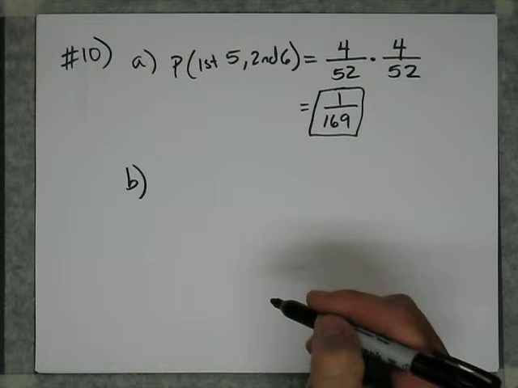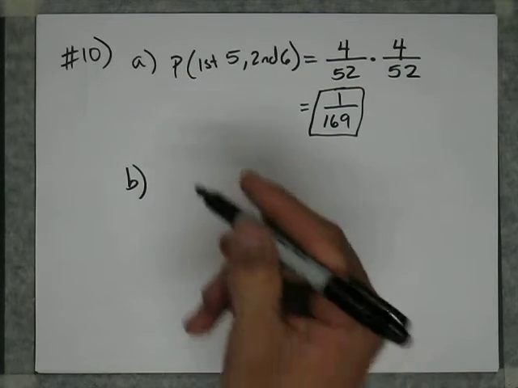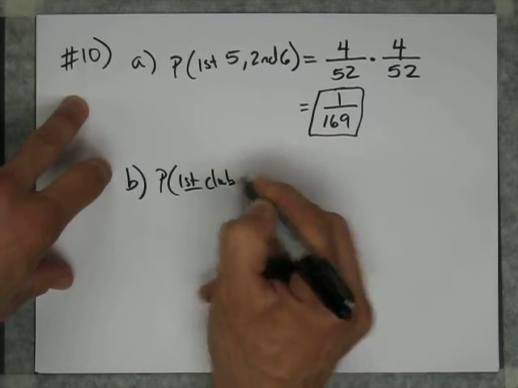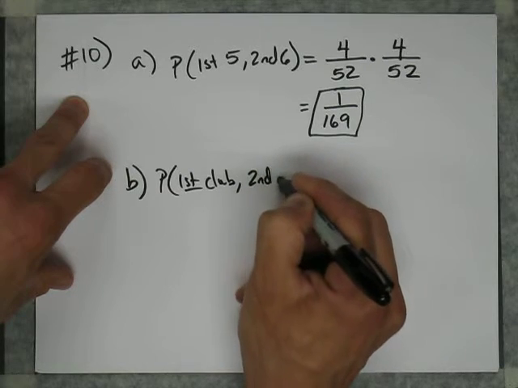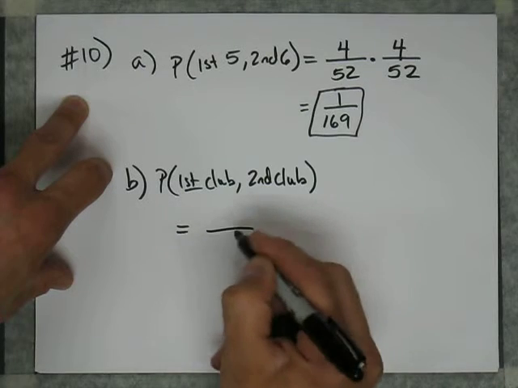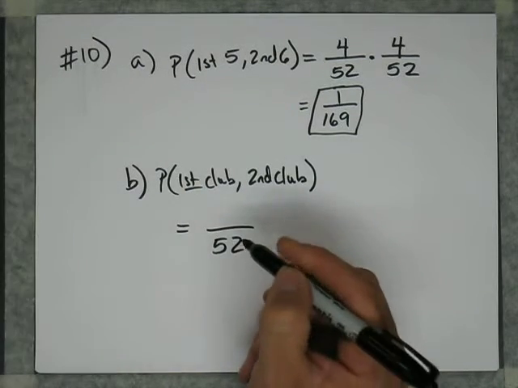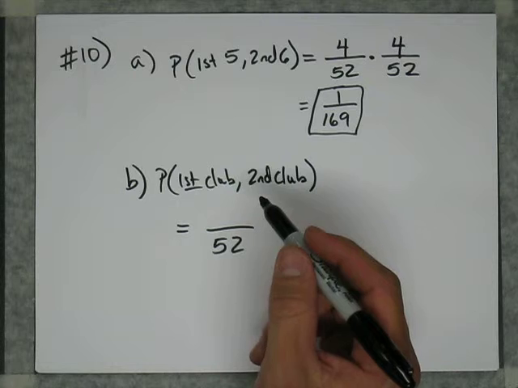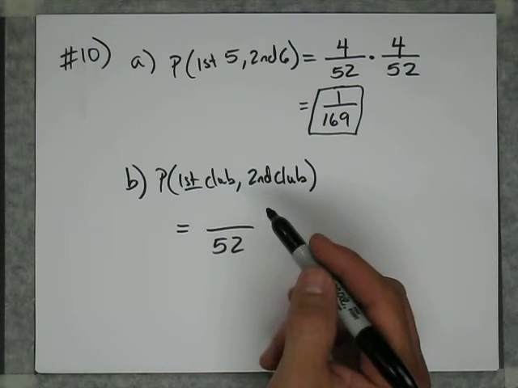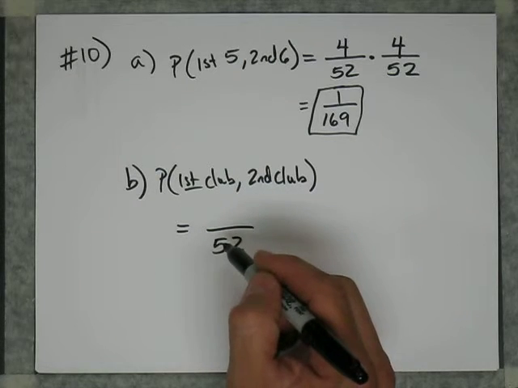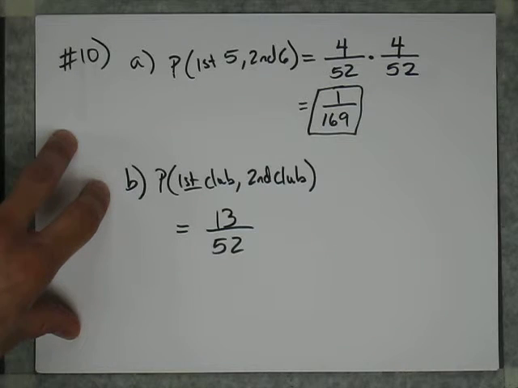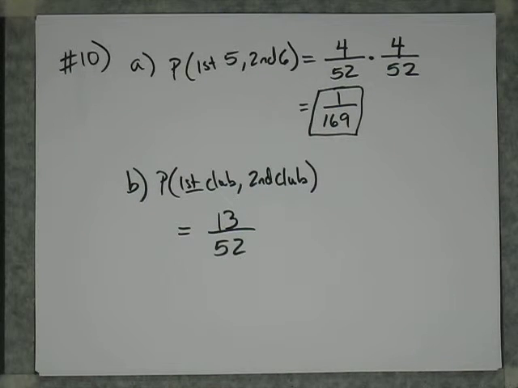Okay, B says both cards are clubs. So the probability that the first is a club and then the second is a club. Now remember, you are replacing the card. How many suits are there in a deck? There are 4 suits. So if there's 4 suits, that means there's 13 of each suit. So the first card you draw, what's the probability that it's going to be a club? It's 13 out of 52.